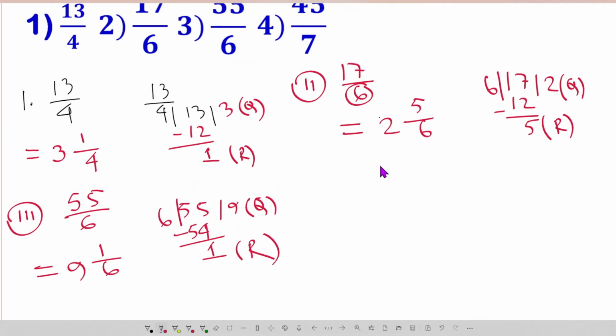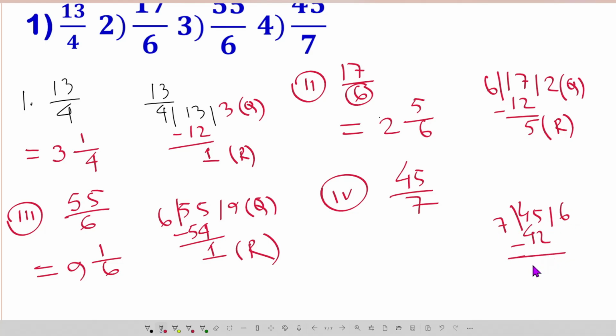So number 4, 45 by 7. Once we divide 45 by 7, 6 times 7 is 42. Once we subtract that from 45, it will be 3. So 6 is the quotient, and the remainder is 3, and the denominator will be the same, which is 7. So 6 3 by 7 is our answer.